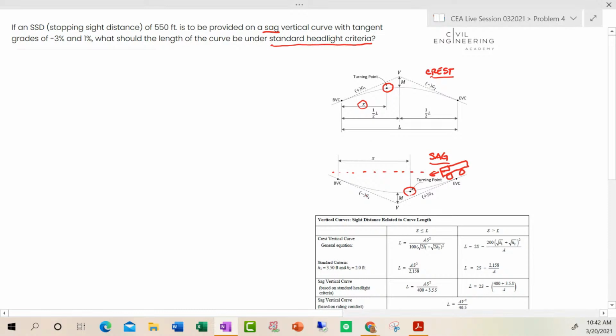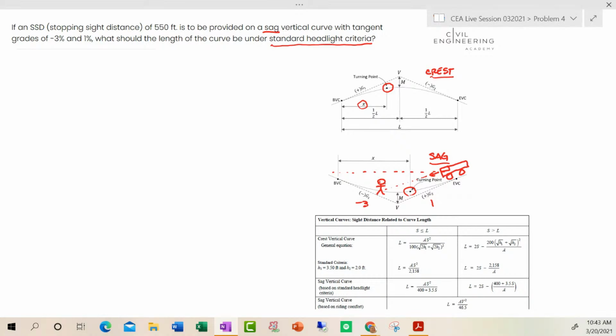Our grades, on the minus side, is -3, right? And then over here is 1%. We're supposed to find the length of the curve under the standard headlight criteria. So if the headlights are just shining straight down, right? If it's dark, and let's say there's a guy standing here, an obstacle, the curve needs to be designed so that the headlights will alert this driver that there's somebody in the way. That's what the standard headlight criteria is. If you've got a straight beam of light, what's the distance that the driver can view the obstacle and be able to stop in time, the stopping sight distance, and avoid that obstacle, okay?